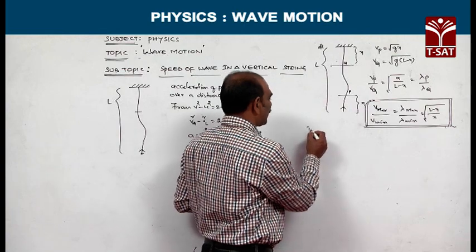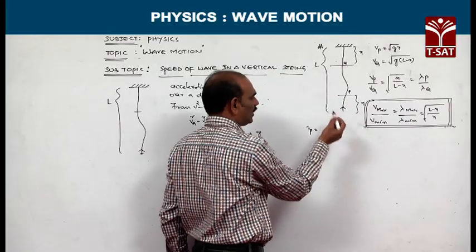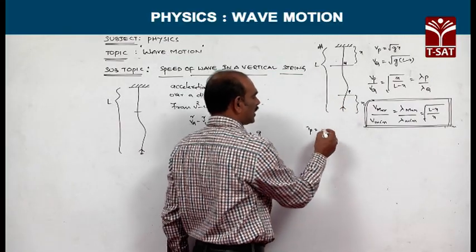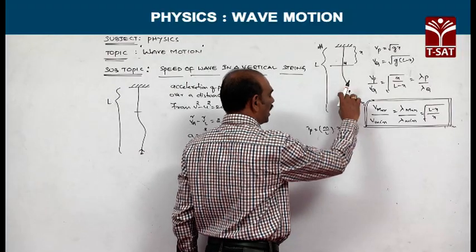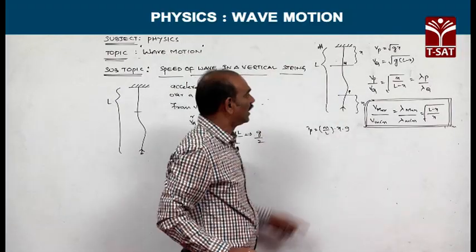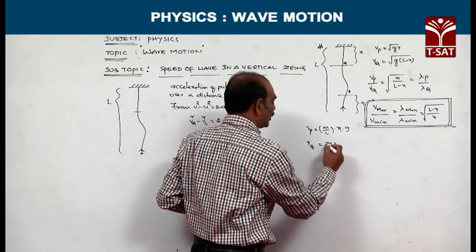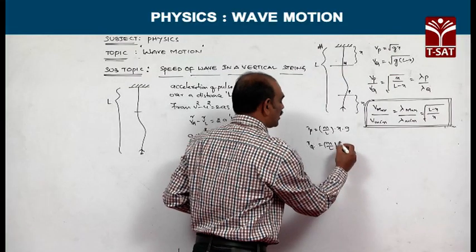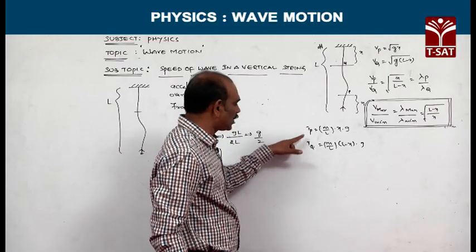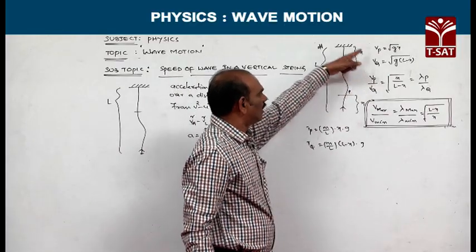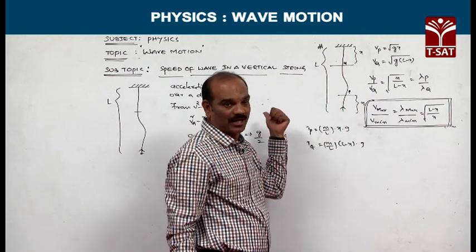Therefore, tension at point P due to this part of string is nothing but mass per length into length of this part of string into g. Tension at Q is equivalent to mass per length into length of this part of string, which is L minus x, into g. Therefore, using these values, the speed at P is root gx, from the earlier derivation we came across.